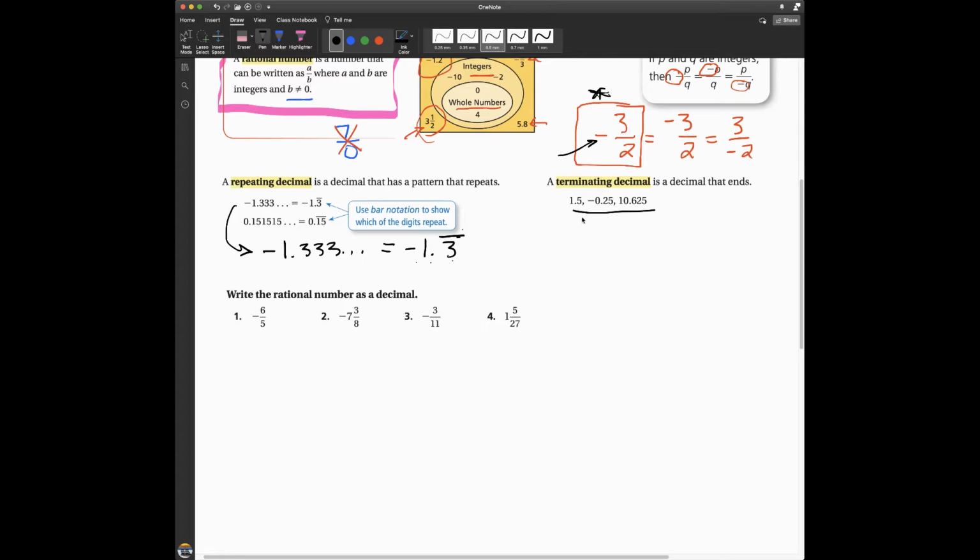Terminating decimals are ones that you've probably seen a lot of, and they are just decimals that come to an end. That's all they are. That's it. And you've seen a lot of these, so I'll move on.